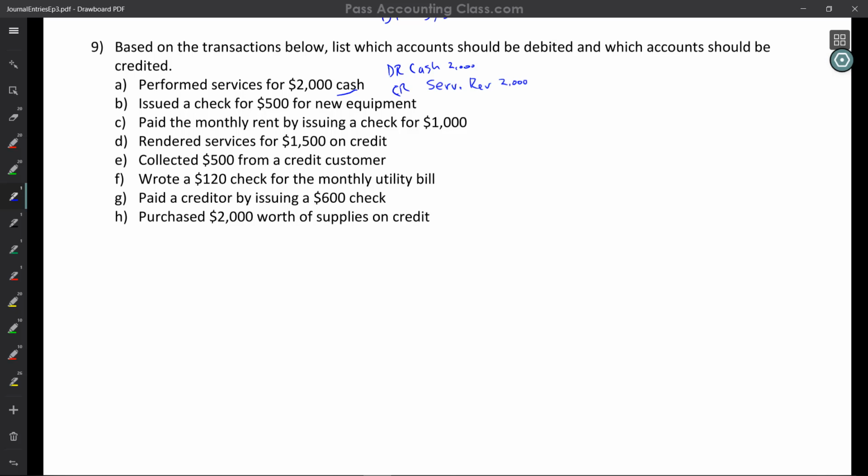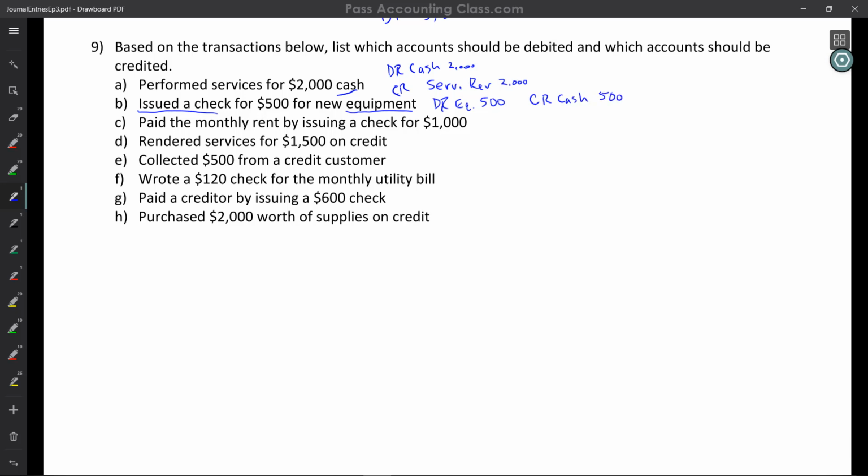For item B, it says issued a check for $500 for new equipment. Well, when we issue a check, that is going to reduce our cash balance. So that's a credit to cash. And when we purchase new equipment, equipment is an asset, and we increase the balance of equipment. So we're going to go ahead and debit equipment. So we will debit equipment for $500. And we're going to credit cash for $500.